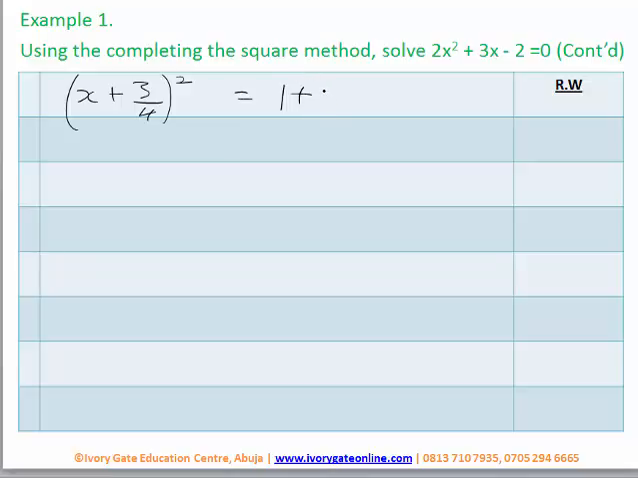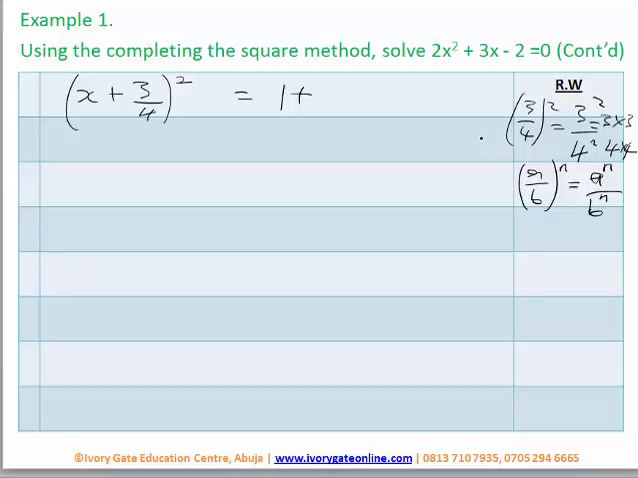3 squared, because okay, let's throw more light on this. 3 over 4 all squared is the same thing as 3 squared over what? 4 squared. Because if we have a over b all raised to power n, it is a raised to power n over b raised to power n. So based on this, 3 over 4 all raised to power 2 is 3 raised to power 2 over 4 raised to power 2. So 3 raised to power 2 is 3 times 3, and this one is 4 times 4.